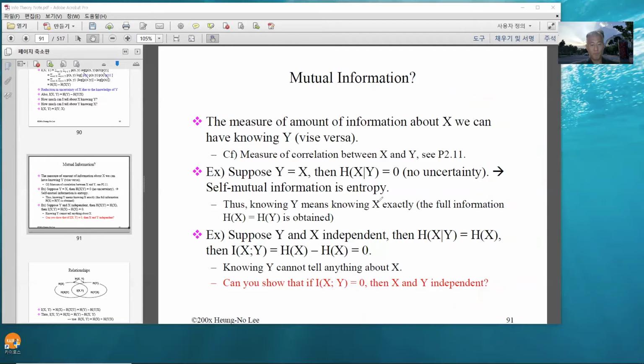So that's the independence case. Suppose Y and X are independent, then this is true. Then by the definition of mutual information, one way is H(X) minus H(X given Y), but H(X given Y) is equal to H of X. So mutual information is 0. So knowing Y cannot tell anything about X. There is no correlation. There is no information.